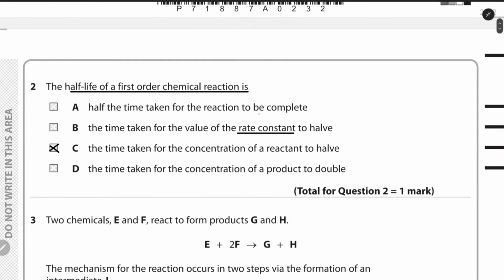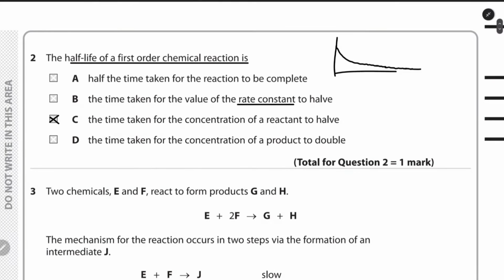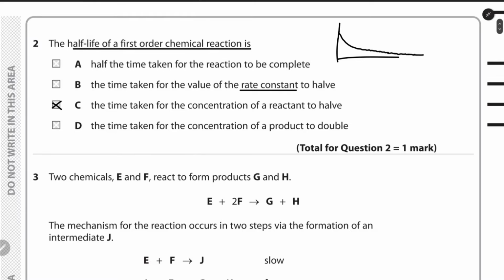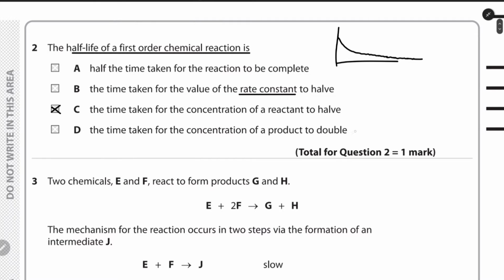So the time taken for the reaction to complete will be more than double of this, since the curve is something like this. So the more it goes, the rate of reaction will decrease. And D is not the option since the time taken for the concentration of a product to double might vary from this. This is the exact definition of the half-life.